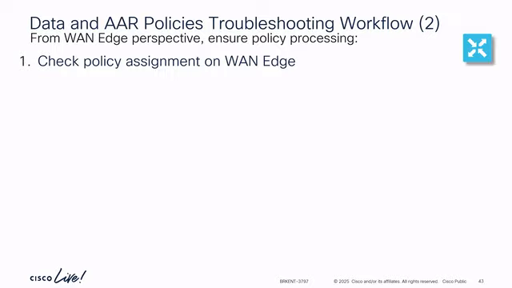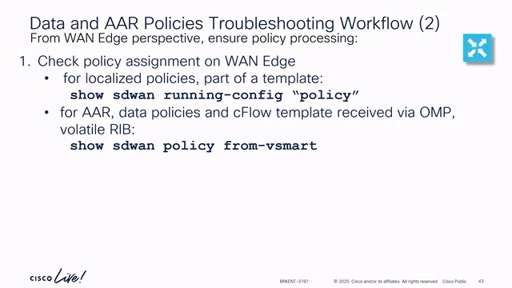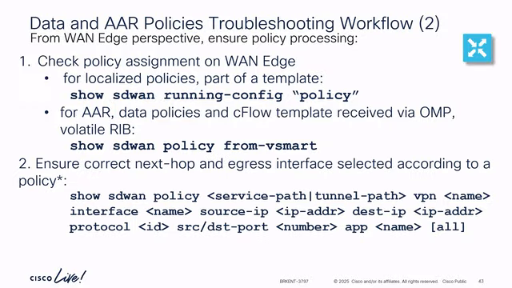So what about the edge part? vSmart sends the OMP update packet. Now it's the turn of the edge device to process those policies. What are we going to check here? Similar thing: if we have localized policies, then we verify if it is a part of the device template. If it is from the OMP update packet, the OMP policy packet, we verify with the show sdwan policy from-vsmart command. Next, we want to verify if the logic of the policy is correct from the point of view of the edge. There is a useful command for this as well.